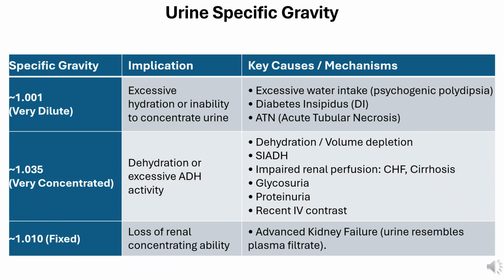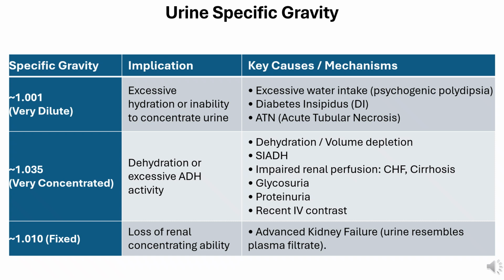The specific gravity is a measure of relative density, the ratio of the density of urine to the density of water. It varies from 1.003 up to 1.030, depending upon renal perfusion and volume status. In a euvolemic state with normal renal perfusion and healthy kidneys, specific gravity typically ranges around 1.010, isosthenuric, meaning urine osmolality is roughly equal to serum.